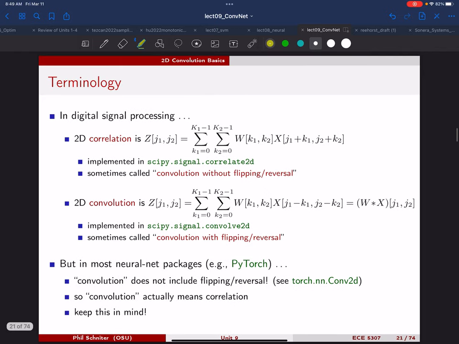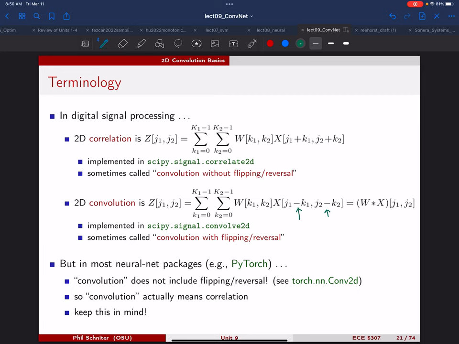Now a little bit on terminology. This operation that we just described, if you go to the signal processing literature, is what people refer to as two-dimensional correlation. For example, the signal processing library in Python, SciPy, has a function correlate2d that does exactly this. On the other hand, if you ask what convolution is, convolution is almost identical, except you have negative signs here. You could say that you're flipping the template vertically and horizontally before you slide it around.